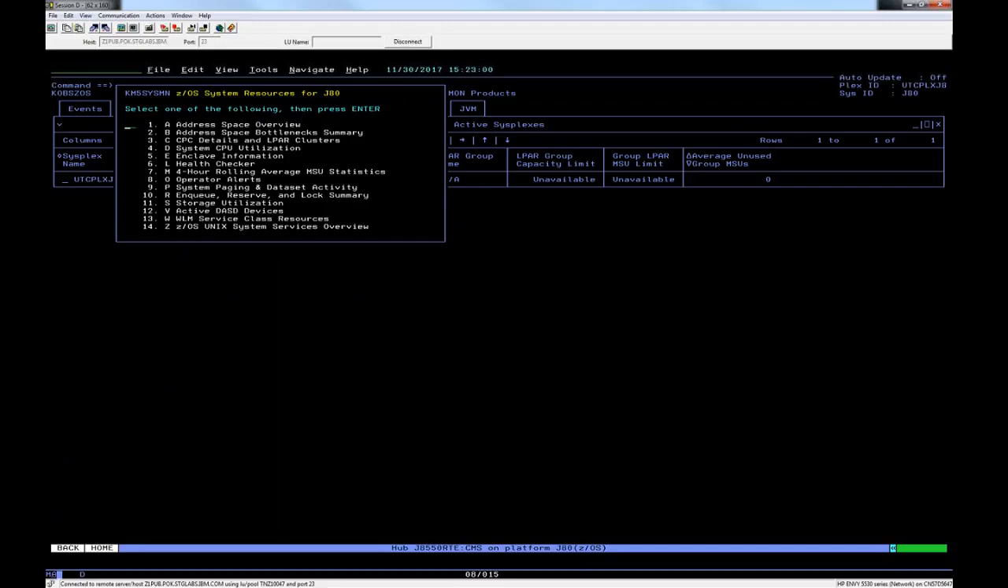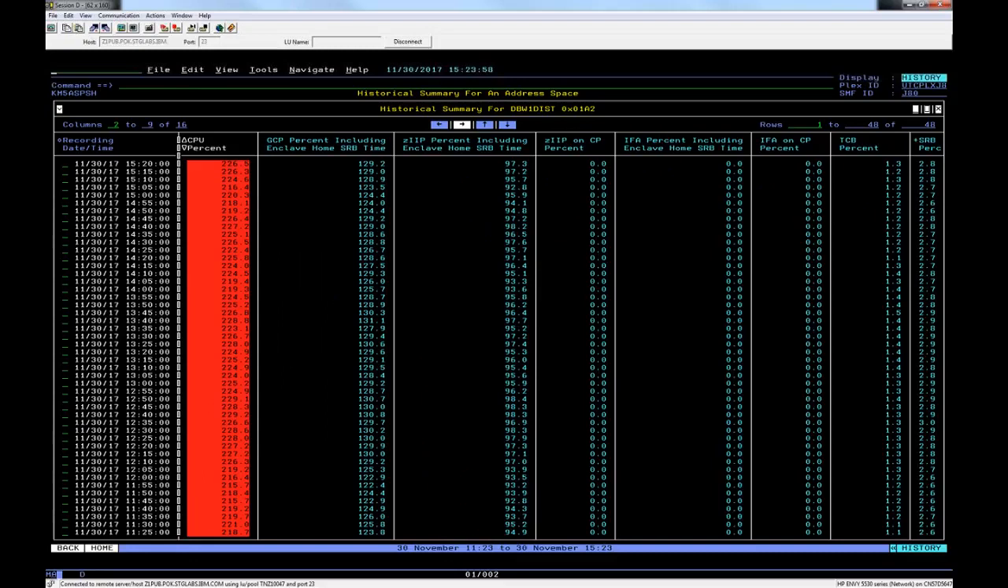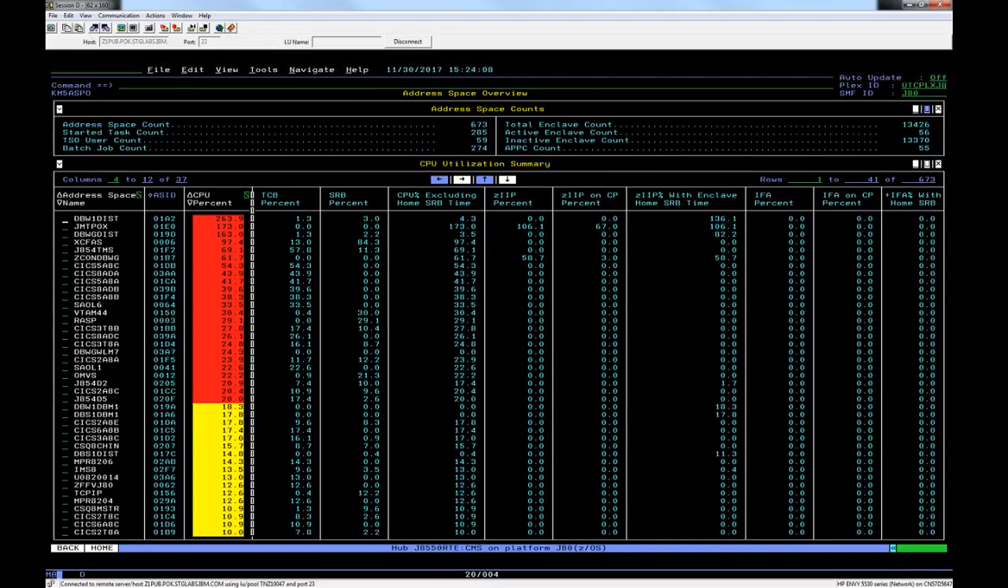So let's take a look at the address space overview. This, as the name suggests, is a view of all of the address spaces running on the ElPro, and they're sequenced in descending order of CPU consumption. In this case, we have a DB2 address space that is consuming a fair amount of CPU. We can look at its history. There we see it's pretty much steady state. It's probably running normally, but it's consuming about 2¼ engines worth of CPU.